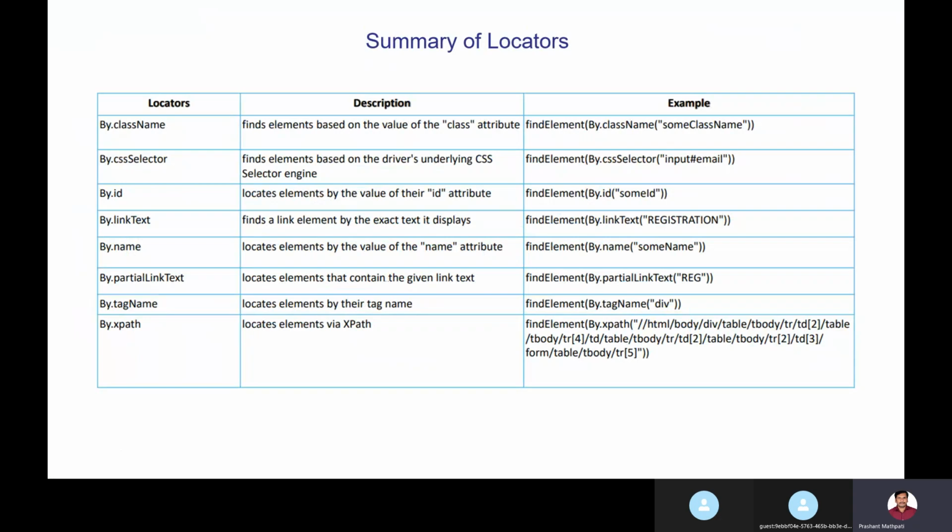Next, what is partial link text? For partial link text, at least 3 or 4 alphabets you need to mention in the argument. That is what we call partial link text. Tag name, by using the tag name also we can find it. Okay, so let me try this by using the tag name.